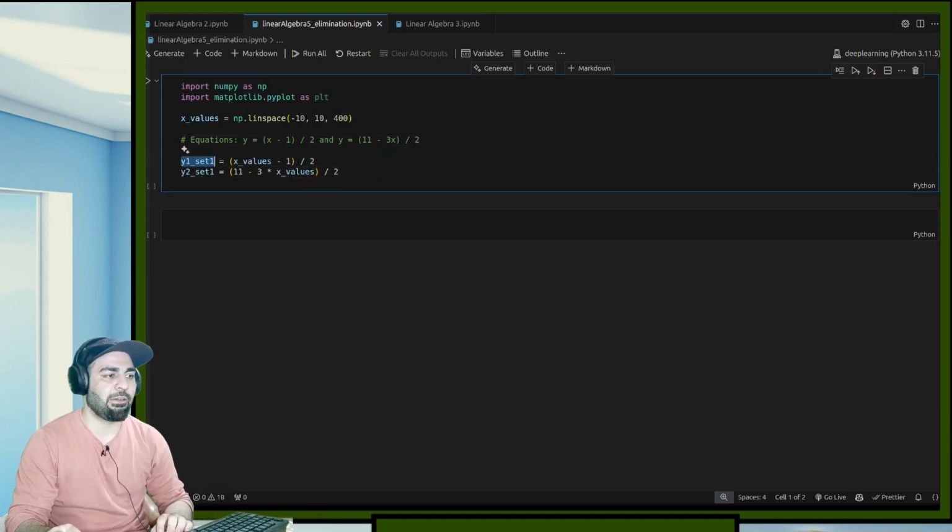So I'll say y set 1, this is my x minus 1, so x minus 1 by 2. This is the y value for the first equation, and this is the y value for the second equation. That's what I coded over here. Okay. Now what I can do is I want to plot it.